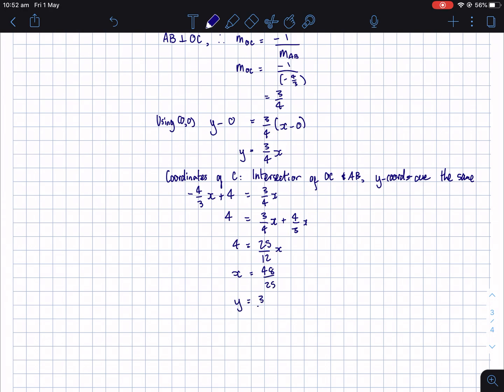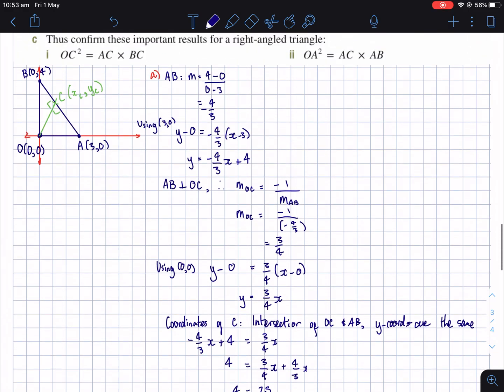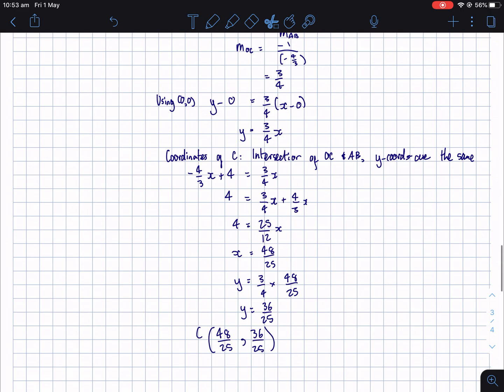y equals 3/4 times this, so y is 36 over 25. So the point C is 48 over 25, comma, 36 over 25. Okay. Now I've got to find these lengths. I've got to go to great lengths to find these lengths.